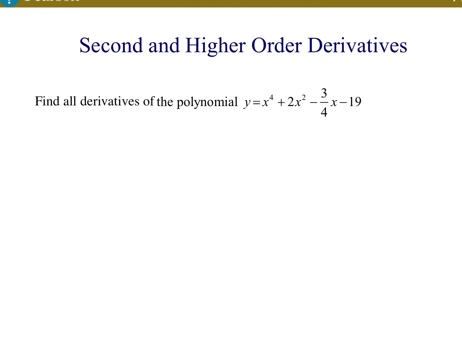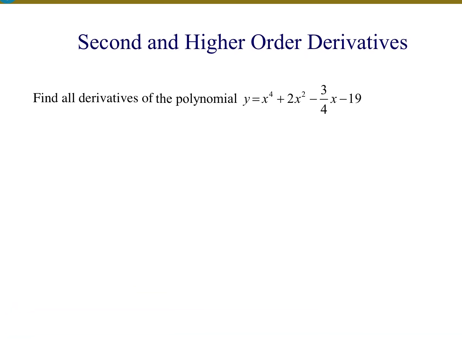All right, so let's try that with this one. Find all the derivatives possible for the polynomial that starts out as x to the 4th plus 2x squared minus 3/4 x minus 19. So we're going to find the first derivative, and we're just going to keep going and find as many as we can until we run out.